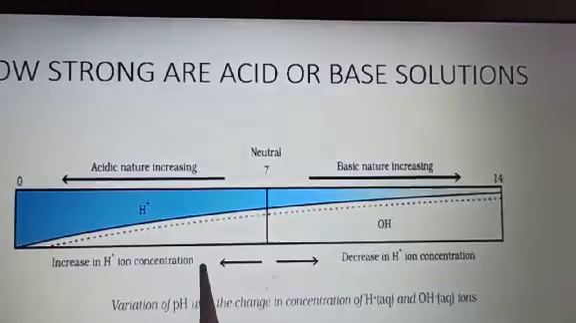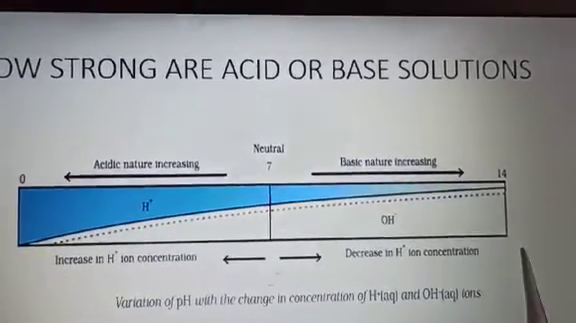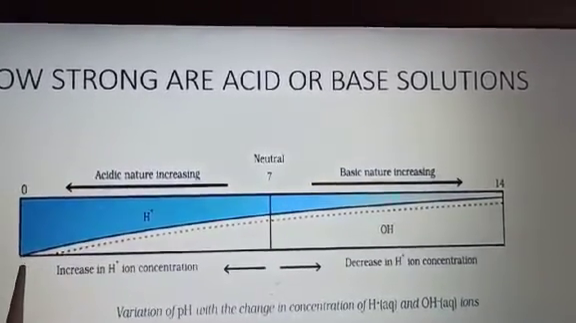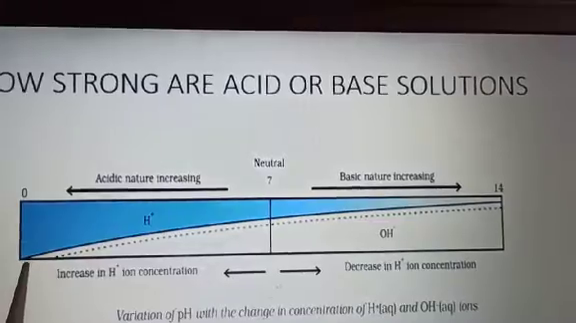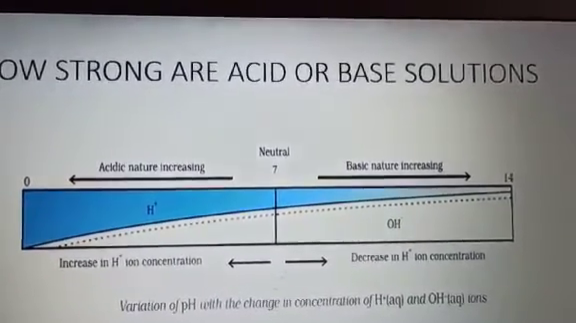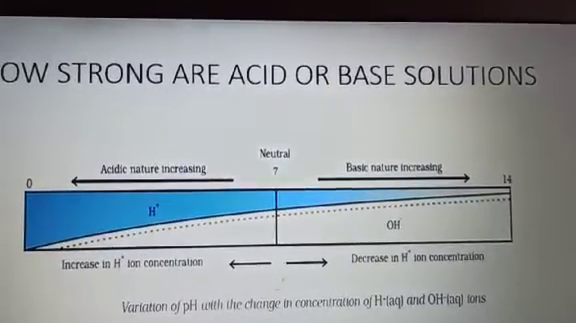And pH is just the reciprocal of the H+ concentration. When pH is more, the H+ concentration is less. When pH is less, like 0, the H+ concentration is more. I hope you understand this concept of pH and H+ concentration very well.